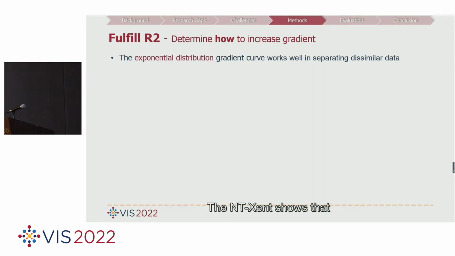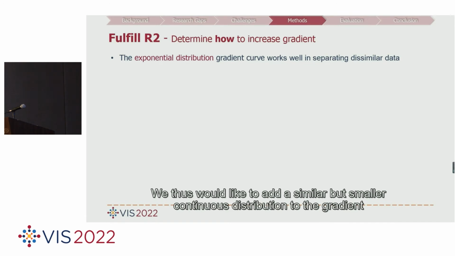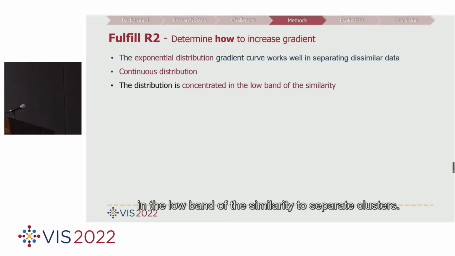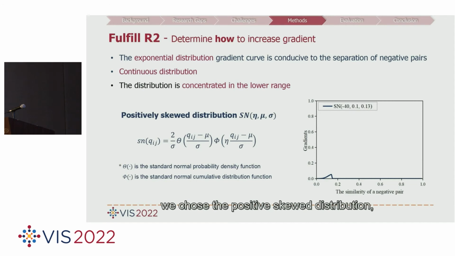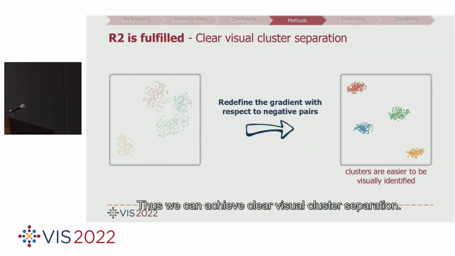The NTX-ENT shows that an exponential gradient curve works well in separating dissimilar data. We thus would like to add a similar but smaller continuous distribution to the gradient in the no band of the similarity to separate clusters. Therefore, we choose the positive skewed distribution, which is similar to the exponential distribution on its left. Adding it to the gradient curve of NTX-ENT loss, we get the redefined gradient curve of negative pairs. Thus, we can achieve clear visual cluster separation.